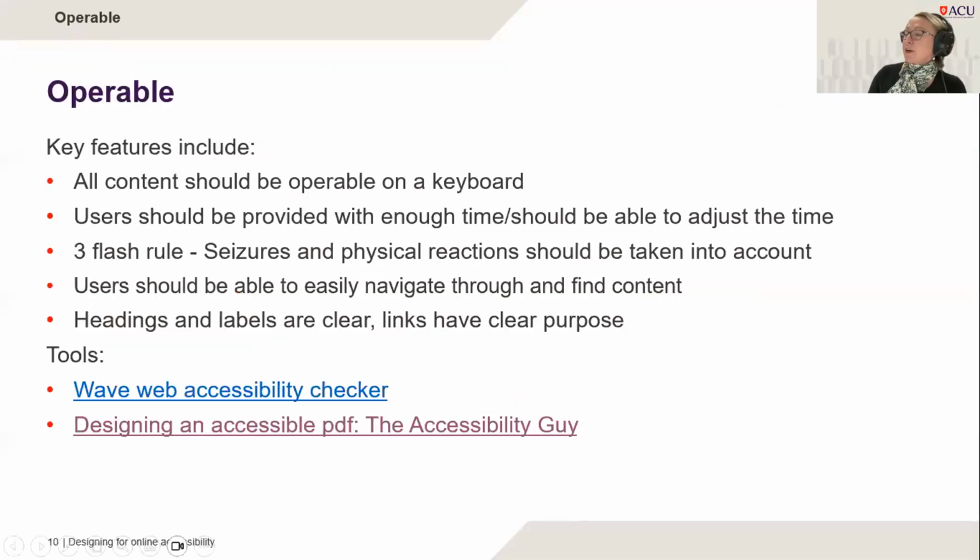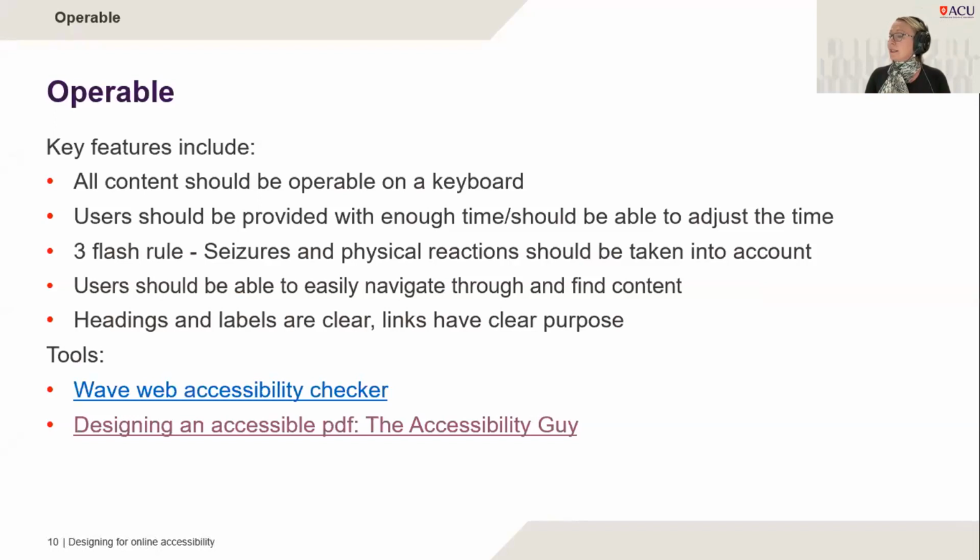So next in the acronym POUR is the U for understandable. And in order for our content to be understandable, we need to pay attention to two main things. Is the language we've chosen readable? And is the structure and navigation through that content predictable?